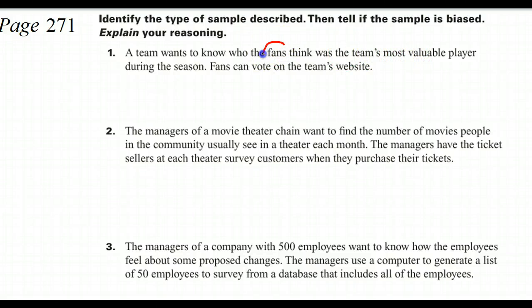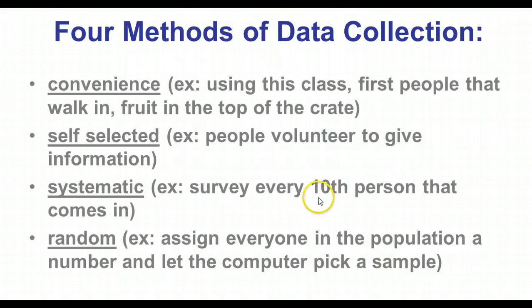Alright, so the populations that we're shooting for are the fans. Most valuable player during the season. Fans can vote on the team's website. Fans can vote. Which type of sampling is this? This is going to be self-selected, okay, because this is just fans visiting the website.